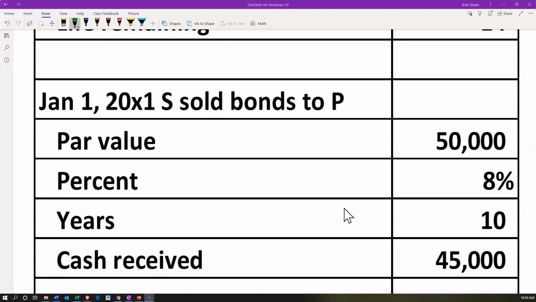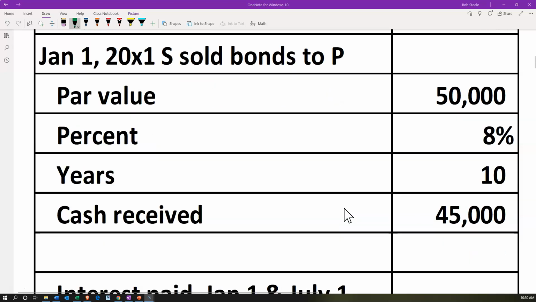We'll be using the straight line method in order to account for the added depreciation. January 1st, 2000 X1, so a year after the purchase, not the consolidation, the purchase took place. S sold bonds to P. So S is the subsidiary, they sold the bonds to P. So they basically issued the bonds, meaning P paid S for the bonds. So S is the one that issued the bonds to P for cash received from P, and therefore S will be paying out the interest and P will receive the interest and whatnot.